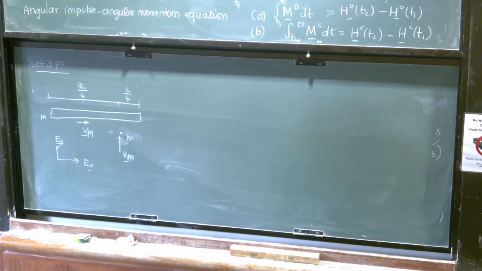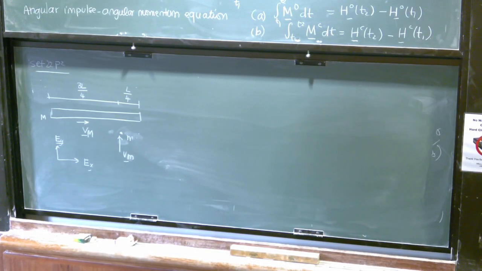Angular momentum. Which system? About which point? The center of mass. Right. Why? No external forces, right? The moments, the weights and the normals, they cancel out because there is no motion along Ez, or motion perpendicular to the plane, and the collision force is internal to the system, right?